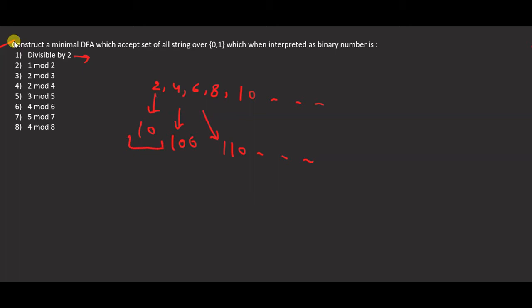So these binary numbers should be accepted by this minimal DFA, and similarly this binary number should be accepted by this minimal DFA. So this is the basic overview of the questions that we are going to solve through this shortcut. Now let's understand what the shortcut is and how we will apply it to solve questions.